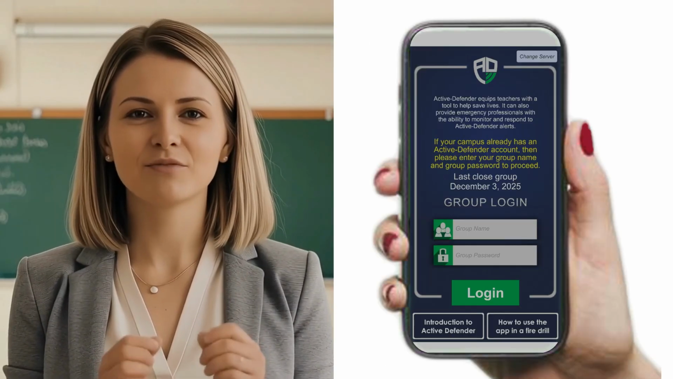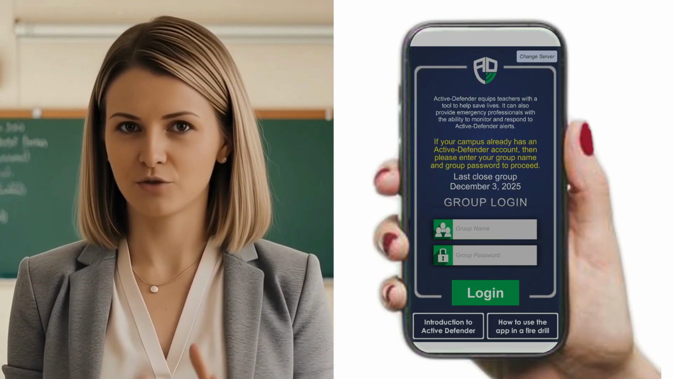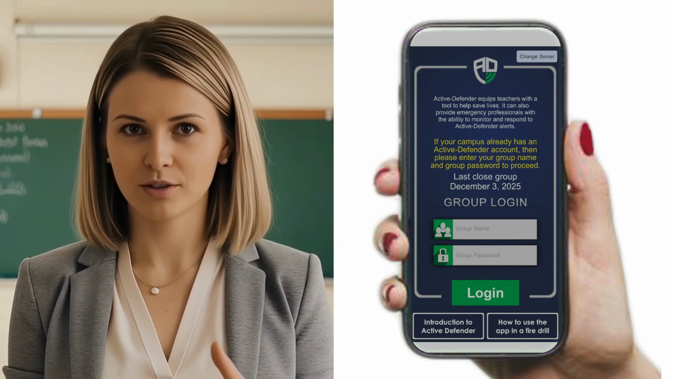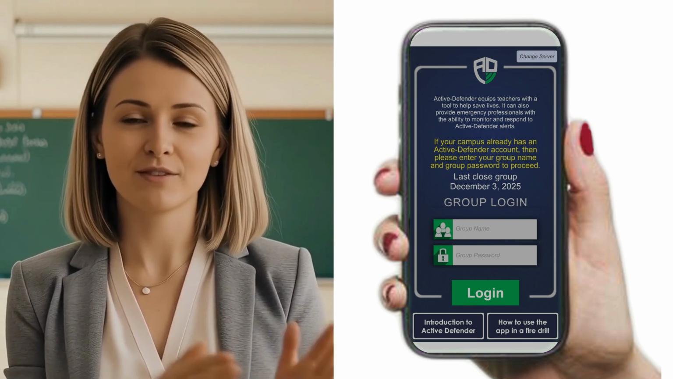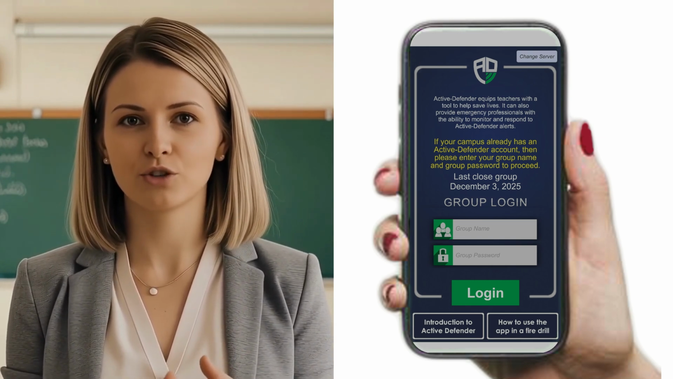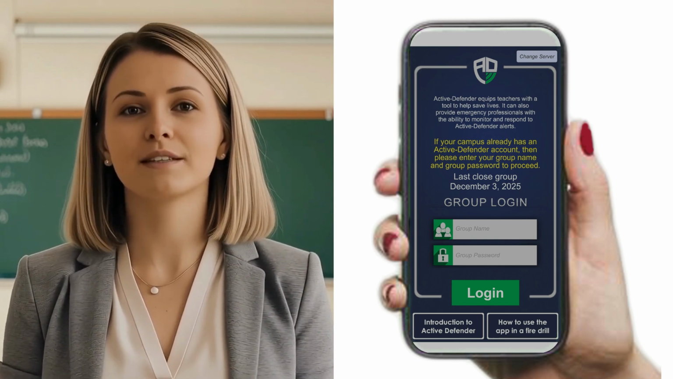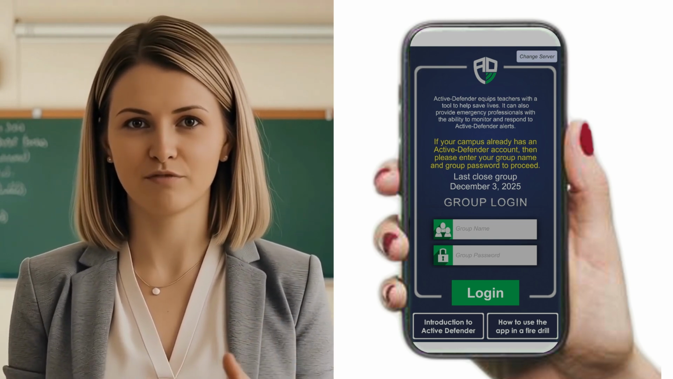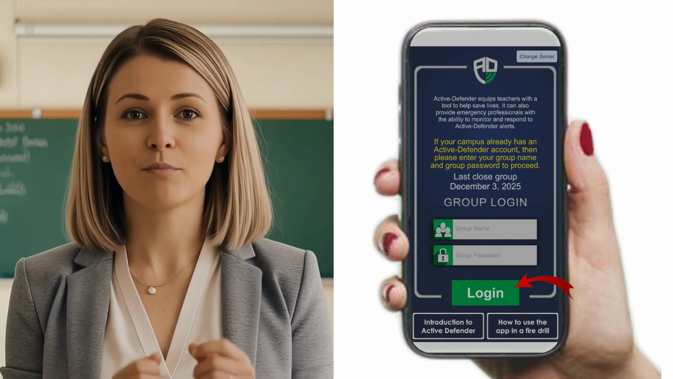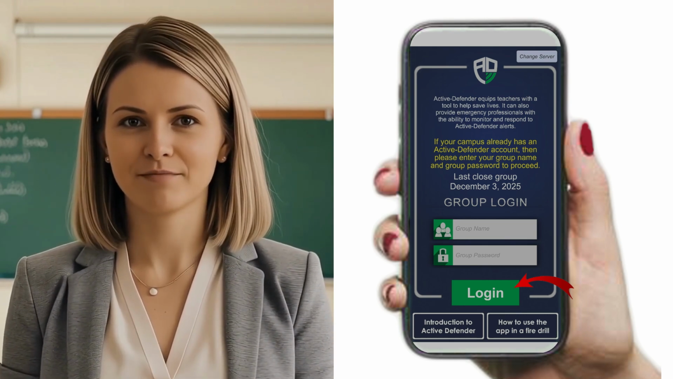To access Active Defender, you will begin with a login screen for your campus group. Note: you must have credentials for your specific campus before you can log in with your personal credentials. Your campus administrator will need to provide you with this information. Enter both the group name and group password, and press Login.